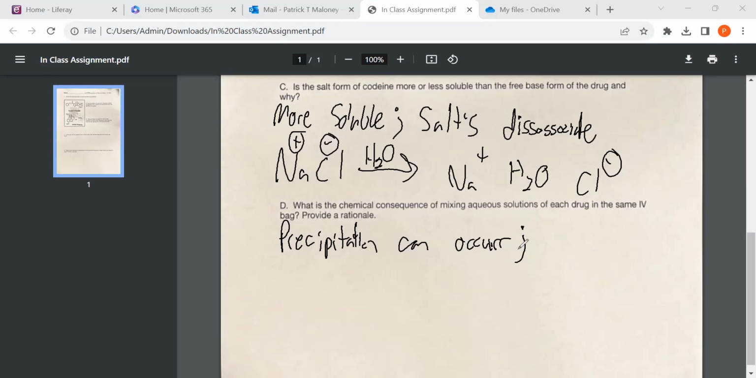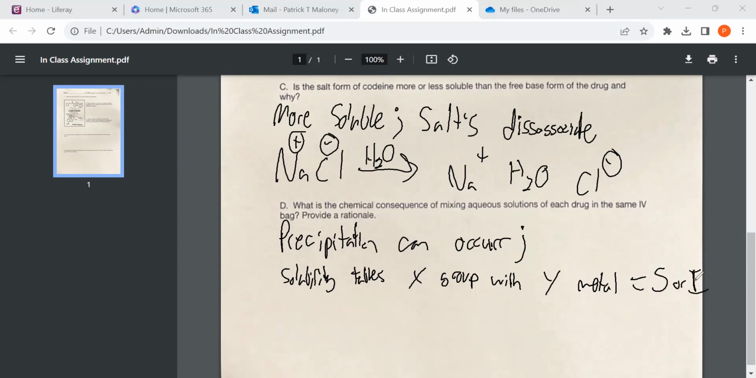The thing that would normally govern this in chemistry is solubility tables, which is X group with Y metal equals soluble or insoluble. Well, when we're dealing with drugs, we don't have tables like this that you can run through. Trissol's IV compounding, which was used in lab in the second semester, does do a lot of this based on studies that have been done.